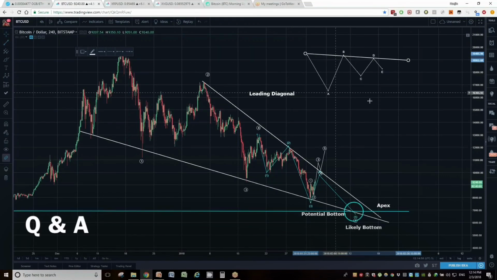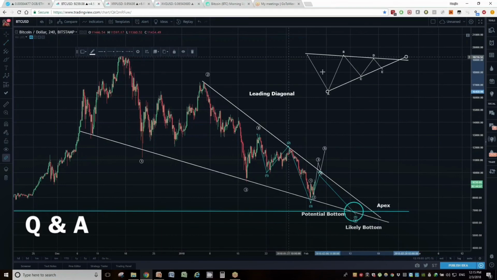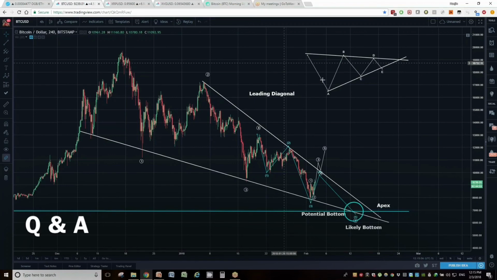So when they say a triangle is A, B, C, D, E, which is 3, 3, 3, 3, 3 subwaves, I would have ABC, ABC, ABC, ABC, and ABC. That is what it means by 3, 3, 3, 3, 3. 3 waves are always ABCs.